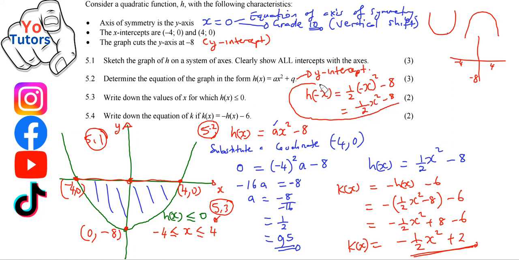Just remember that when you're doing any transformation, understand also how it affects your graph. When it's negative inside, where there's x, you substitute negative x. But when it's outside, you just put it outside, and remember to put the bracket, because the negative will be affecting the whole equation.